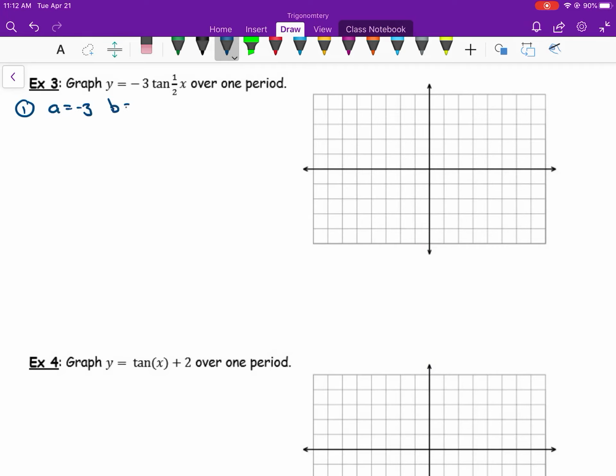A equals negative 3, B equals 1/2. So my period equals pi over B, which is pi over 1/2. Flip and multiply becomes 2 pi. The work in here becomes pi over 1 times 2 over 1, which equals 2 pi. And that brings me right back to there.